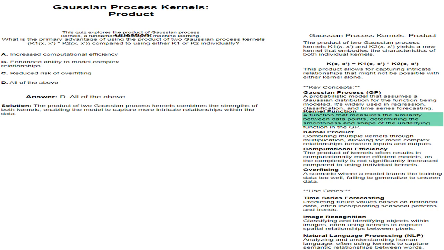A function that measures the similarity between data points, determining the smoothness and shape of the underlying function in the GP. A common kernel is the radial basis function, RBF, kernel. It's used in image recognition to assess the similarity between pixels. If two pixels are close, their RBF kernel value will be high, indicating high similarity.